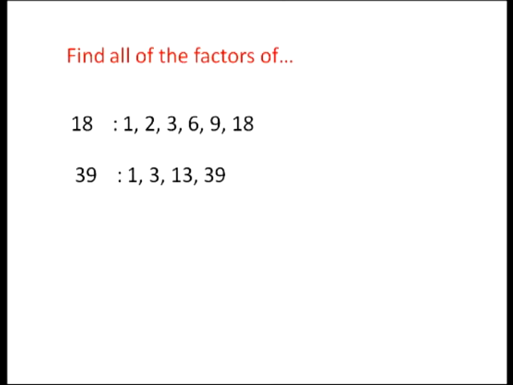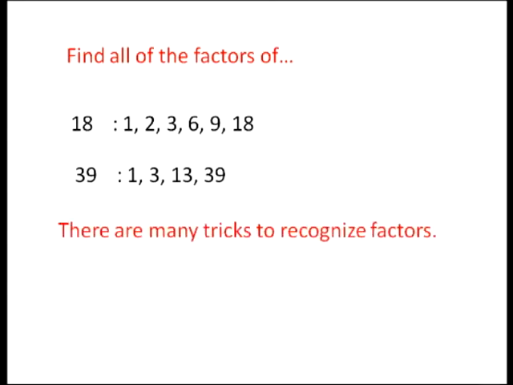Again, the big idea I want you to understand is to at least be able to think of some factors. And there's actually a lot of tricks for these. There's actually a huge list for everything, but there's a few common ones that I use most often. First of all, if a number is even, then 2 is a factor. 18 is even, so that means 2 is a factor. As soon as I know 2 is a factor, I can divide the number by 2 and find another factor.